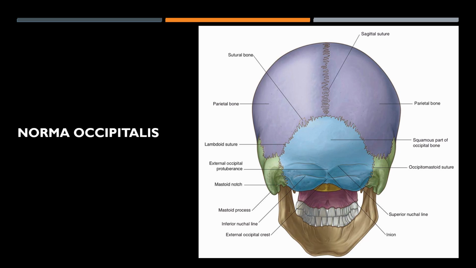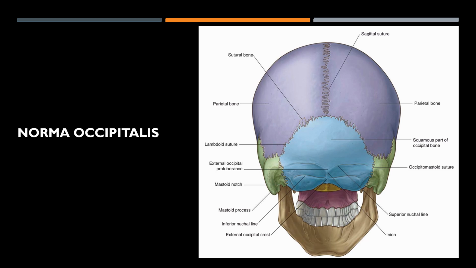Now in this view, this is the norma occipitalis, which is the posterior view of the skull. It offers a clear perspective on the bones and the features that form the back of the skull, which play a crucial role in protecting the brain and supporting the head. The most prominent structure visible on the posterior view is the occipital bone, this single bone, which forms the majority of the base of the skull as well.